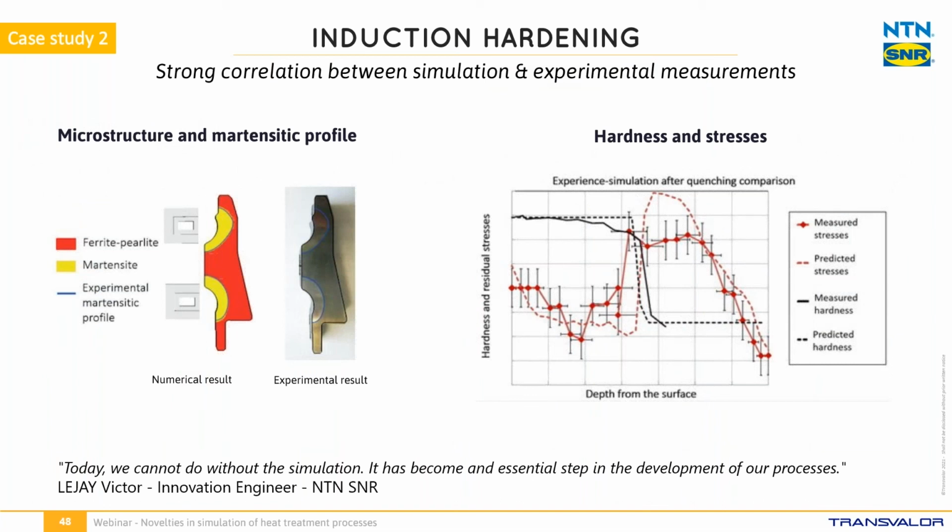The comparison between the simulation and experimental measurements shows strong correlation. That's why companies like NTN SNR trust us. The microstructure and phase distribution are in good correlation. Here we see the numerical result. We can notice that the martensite distribution is identical to the one obtained experimentally.